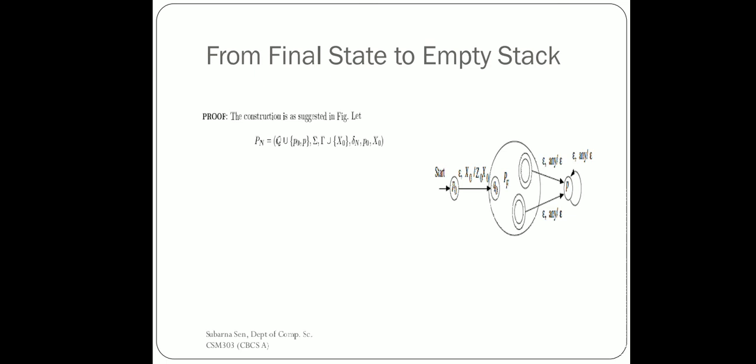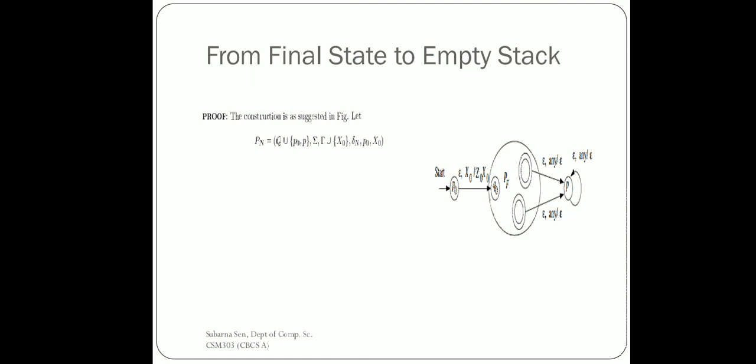It will have all the states of PF, which come under the set Q. In addition to that, there are two more states added. One is P0, whose sole responsibility is to push the Z0 onto the stack, and P. What P is doing, we have already discussed. From any state of PF, we will make one epsilon transition, and the job is to empty the stack.